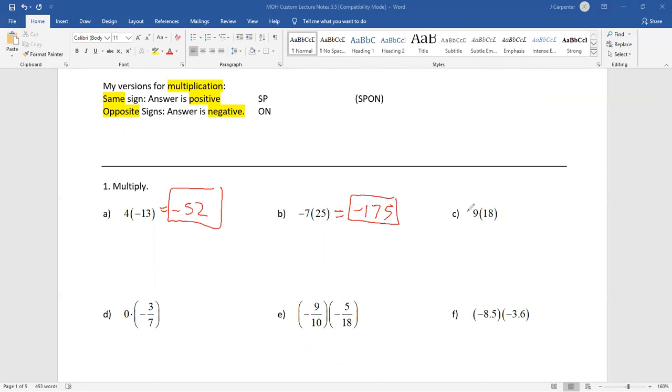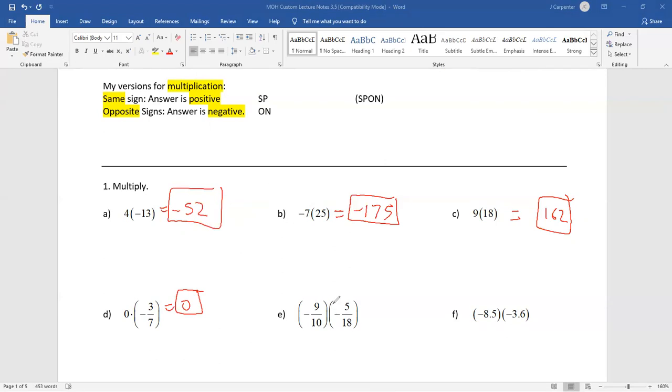Next up, we got 9 times 18. And a lot of you might not even think about the rules here. You might just say, oh, 9 times 18, if you do your math, that's 162. Write that vertically if you have to. We have a positive 9 and a positive 18. Those are the same sign, so the answer should be positive. Same sign, positive. So it is a positive 162. D, 0 times anything is 0. That's easy. Don't even have to think about the signs.